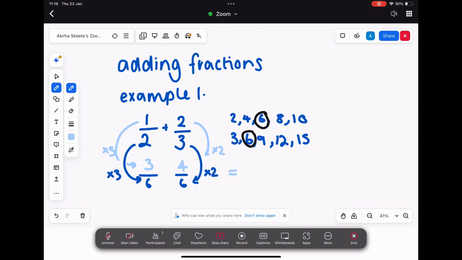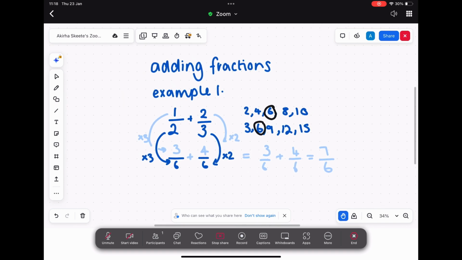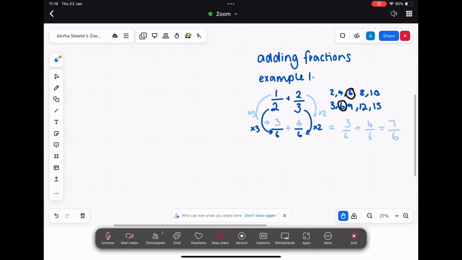Okay, so now we get to add, as we wanted to do initially. So 3 and 4, so I'm going to rewrite it over here to make it a bit clearer, but 3 and 4 is 7, and the bottom remains 6. It is not 6 plus 6 is 12, because it's 7 lots of 6, so it's not 6 add 6.